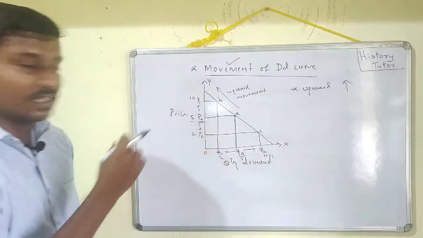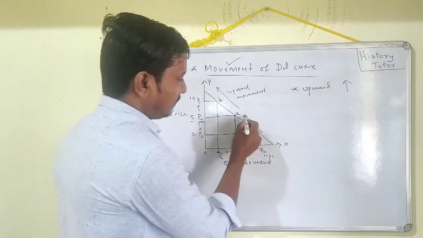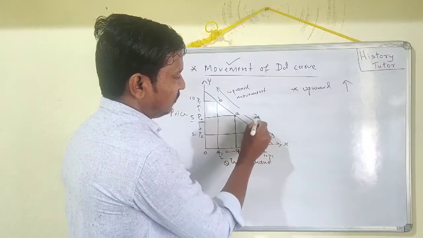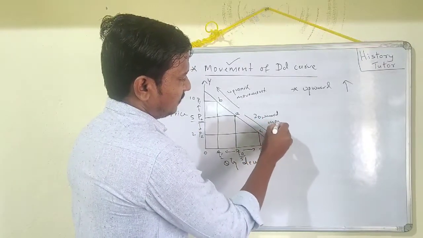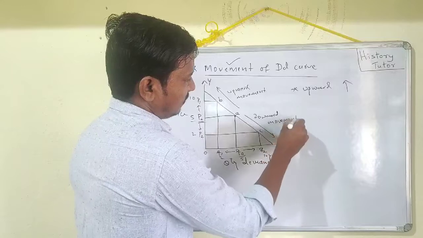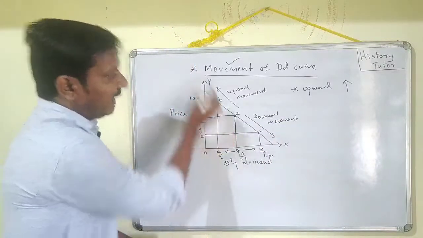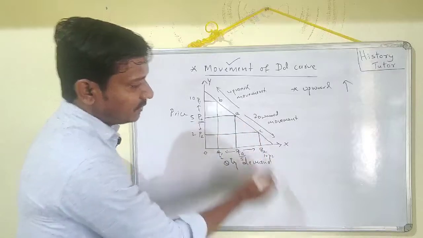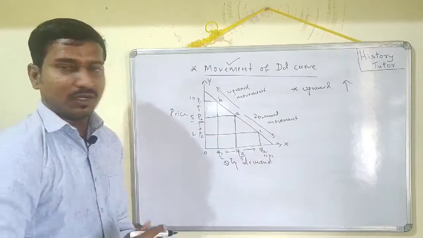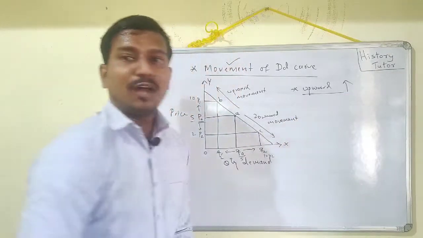From A to the downside, this is downward movement. Clear? From A moving upside is called upward movement, and from A moving downward is downward movement. And come to the first one, upward movement.